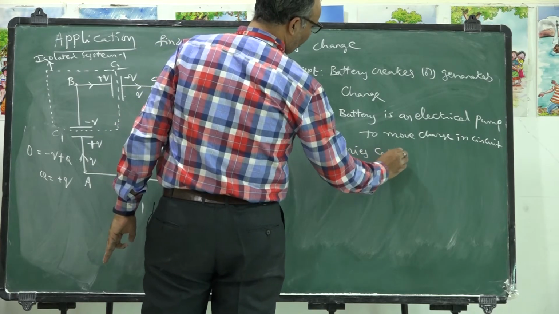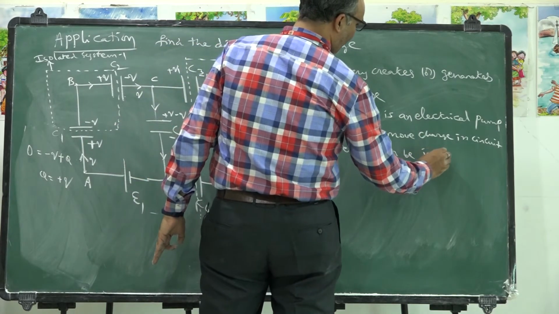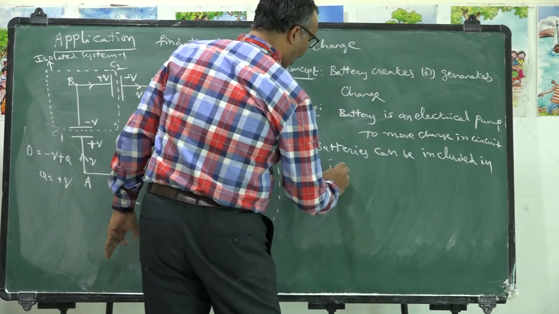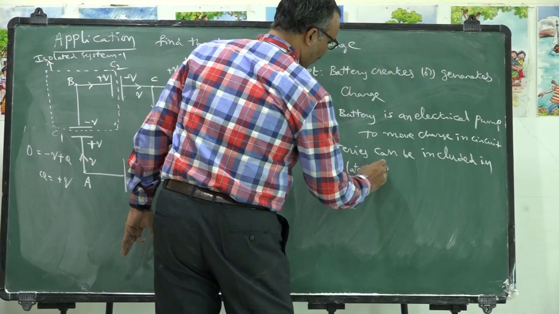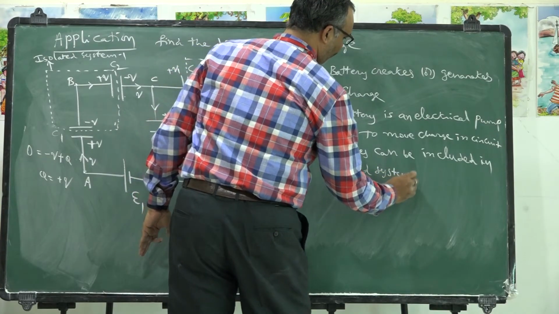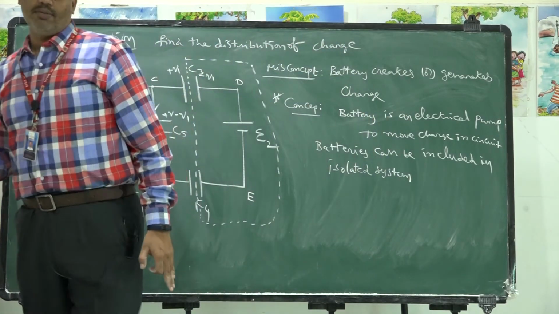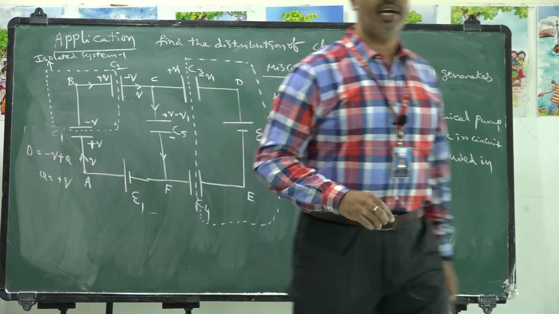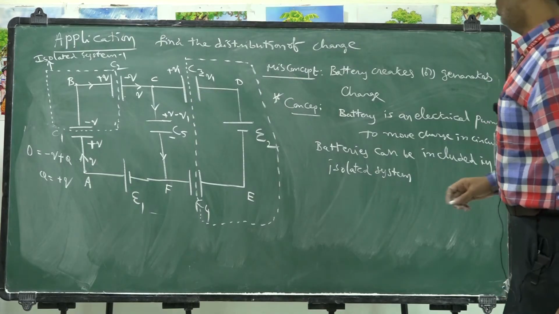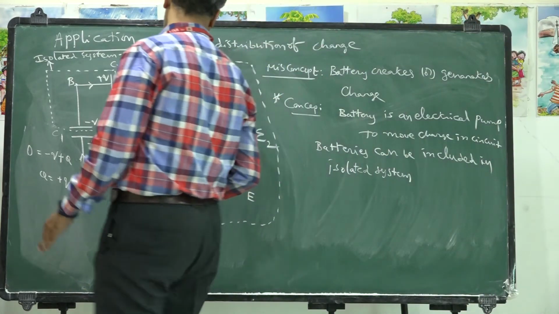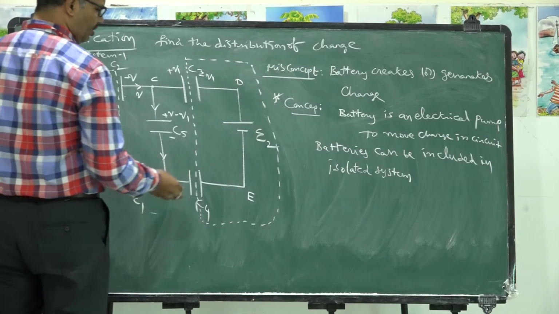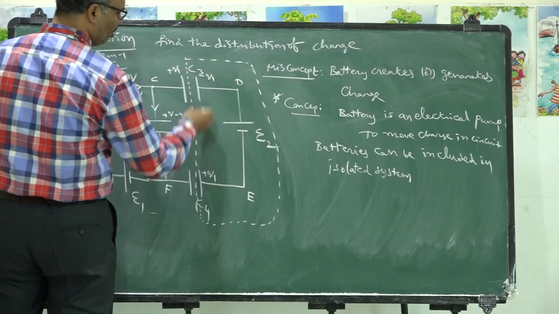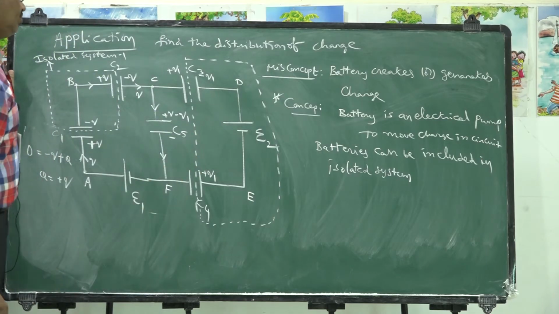Batteries can be included in an isolated system. So to understand the charge available on this plate, what could be the charge? Total charge should be 0. So here minus Q1 is there, which means obviously it should be plus Q1 to make the charges conserved.